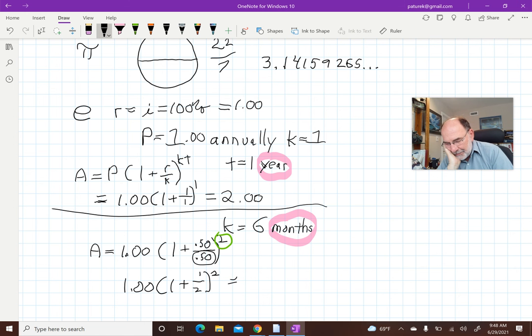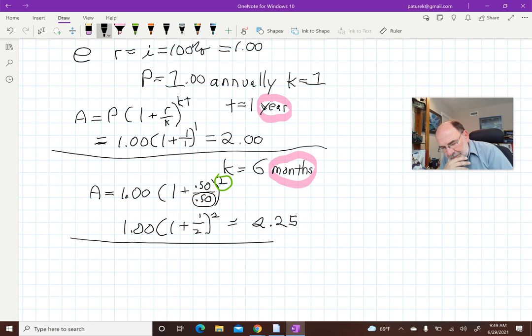This should work out to be 1 plus 1 over 2, close parentheses, quantity squared. Okay, now I'm really curious. What do I get in my calculator when I go, what is 1.5 squared? It says 2.25. And that is the correct answer when the compounding time is 6 months on an interest rate of 100%. Do I know why it is that value? I think the answer is no. But I can tell you that that is the right value.